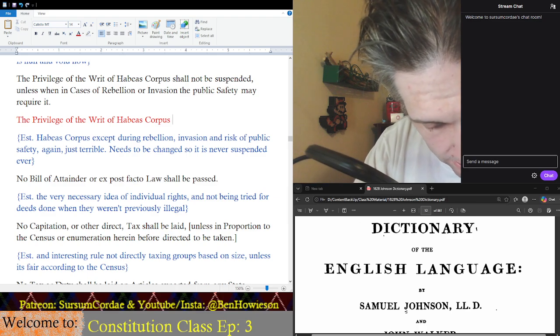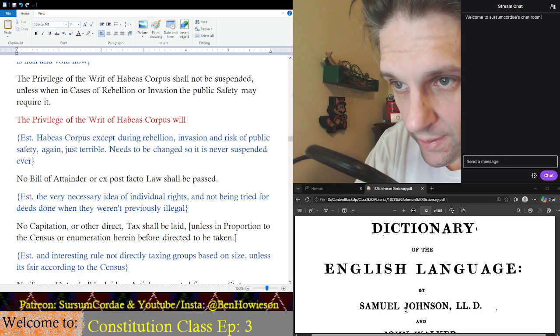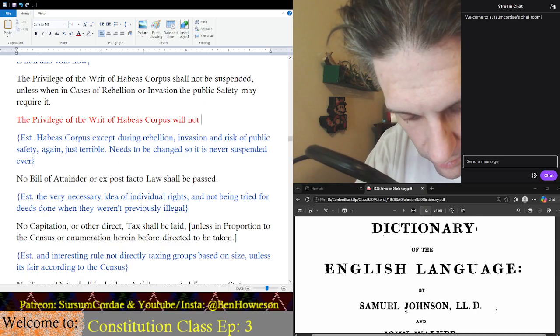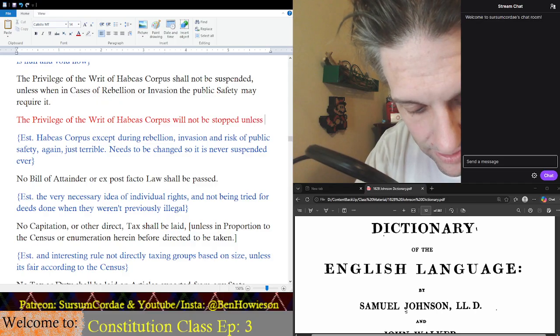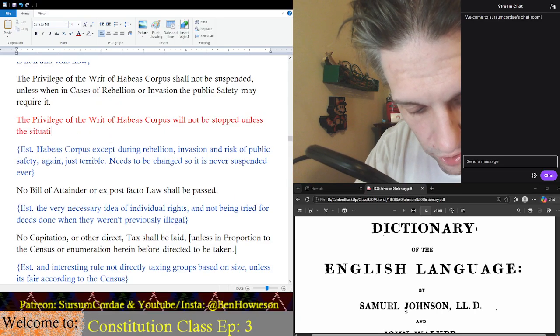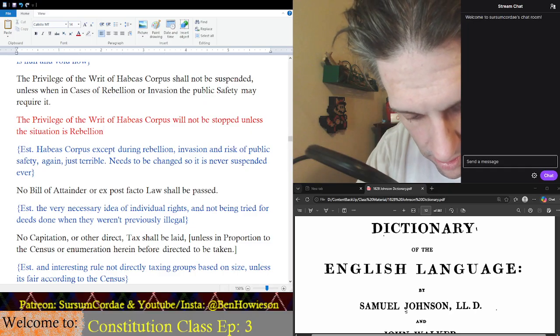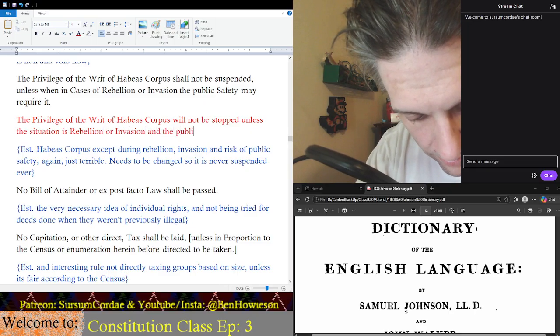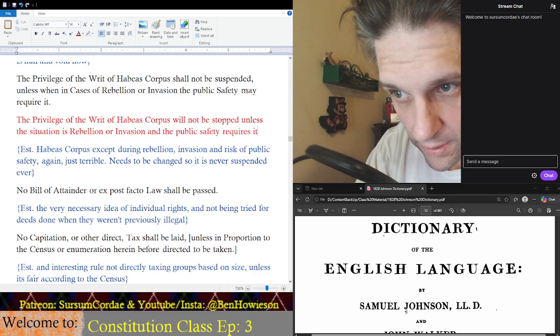But let's see. So the privilege of the writ of habeas corpus will not be stopped unless the situation is rebellion or invasion, and the public safety requires it.